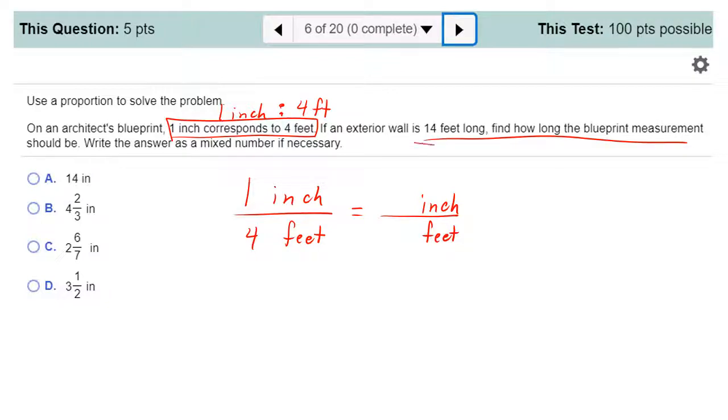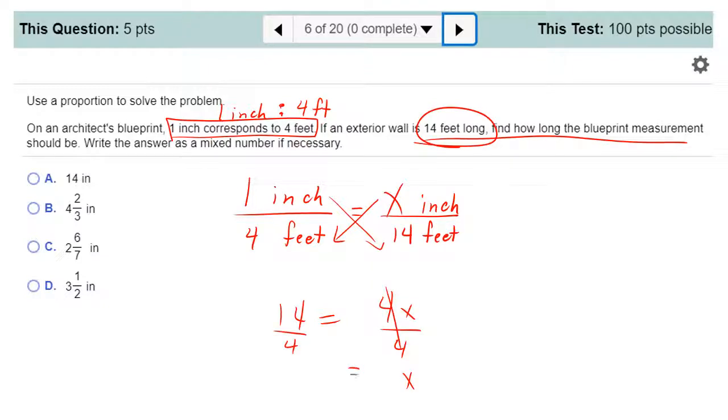Now, I am given 14 feet, so the 14 must be in the bottom, in the denominator. So that means the x, the unknown, is in the numerator. This is how you would set up the problem. Now I will cross multiply. 1 times 14 is 14. X times 4 is 4x. I will divide by 4. And when I divide that by 4, let's see, I could reduce that. That would be 7 halves, which is also 3 1/2, which would be right here, answer D, 3 1/2.